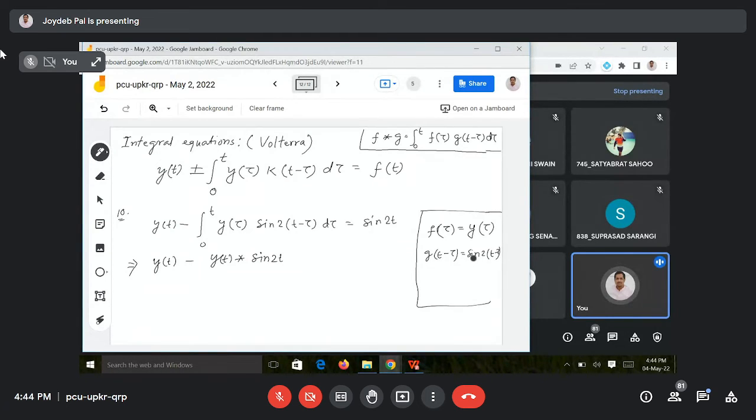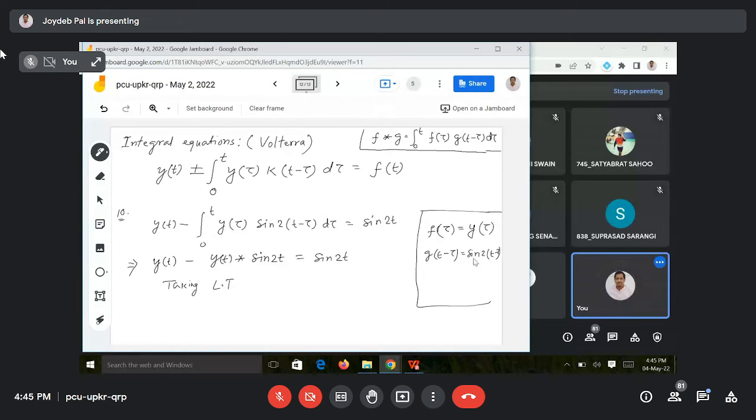So from convolution we can write the integral form, and conversely here we have to write the convolution form from the integral. Okay, it is equal to sin 2t. Any doubt? If no doubt, then take the Laplace transform. After representing it in convolution form, you take the Laplace transform.